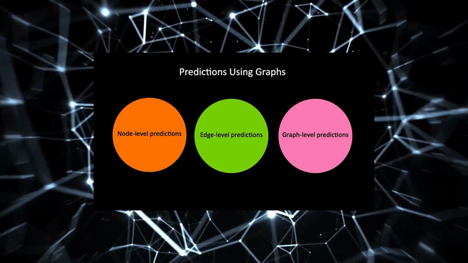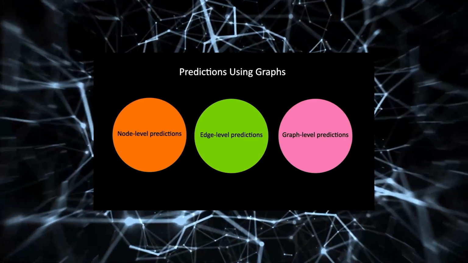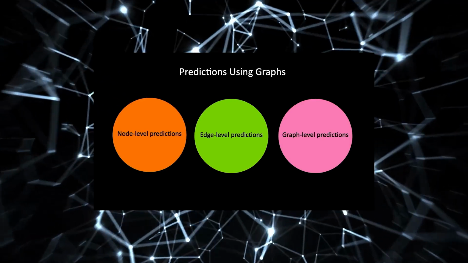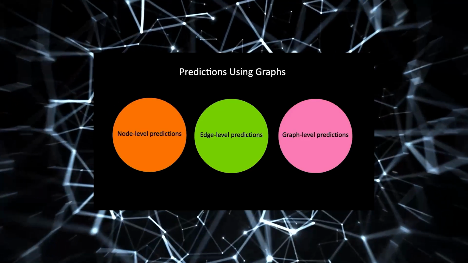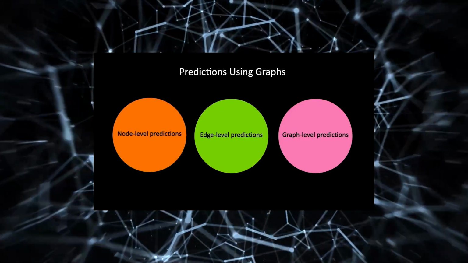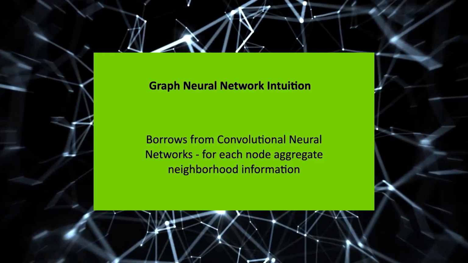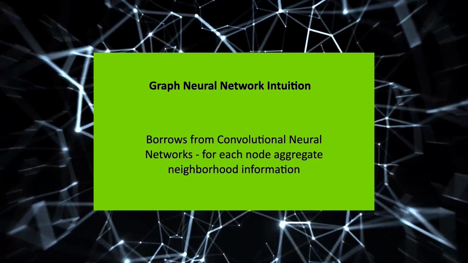So how do graph neural networks operate on graph structures? The intuition behind a GNN is borrowed from the idea behind convolutional neural networks. For each node in the graph, GNNs aggregate information from the features of the node itself as well as from nodes in the neighborhood of the target node.